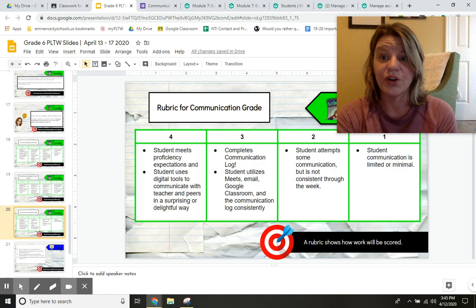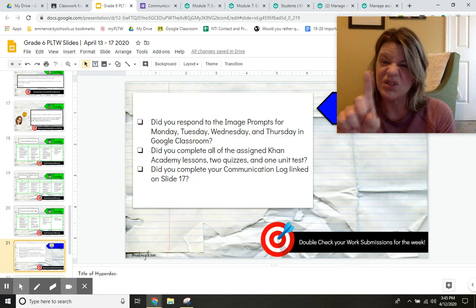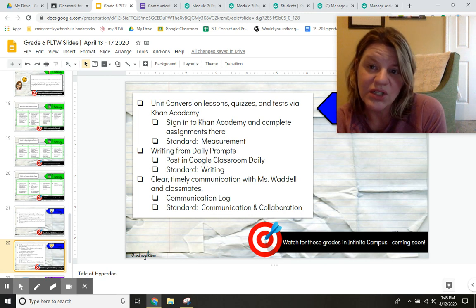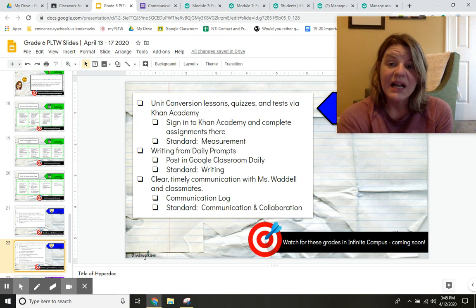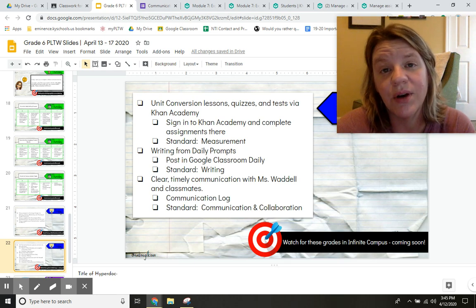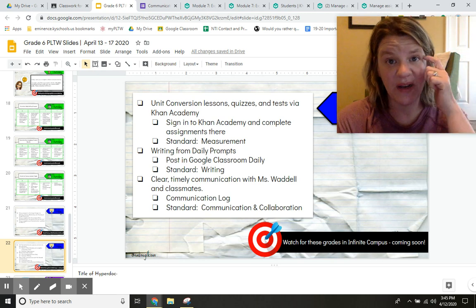Here's your rubric for your communication grade for the week. On Friday, I'm just asking, did you do all these things? This is what I'm looking for. And then these are the grades that you should see in Infinite Campus. Last week's grades are already posted. So on Friday, I went through and graded all of the work that you did last week, and I got those grades in Infinite Campus.